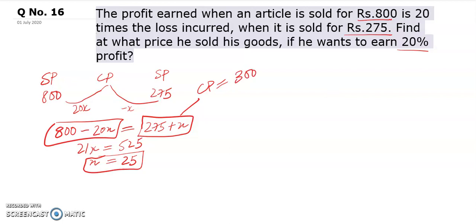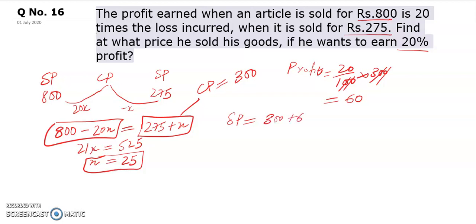So CP is 300, and in this question we need to find the selling price with a profit of 20%. So our profit is 20% of CP, which is 300. So our profit will be 60 rupees. So our SP will be CP plus profit, 300 plus 60 is equal to rupees 360. So this is our answer.